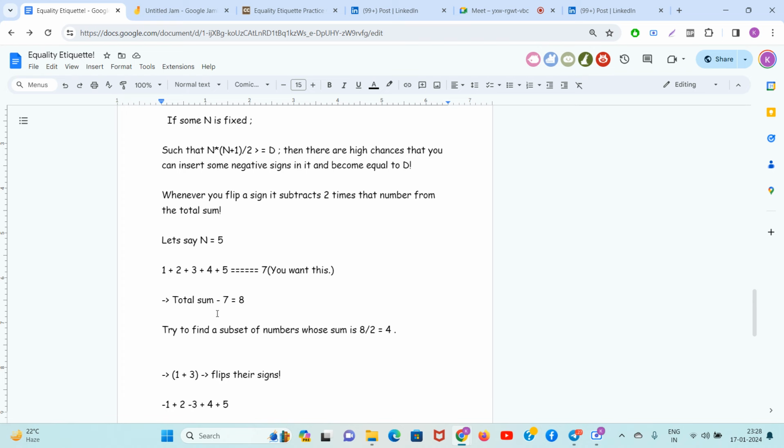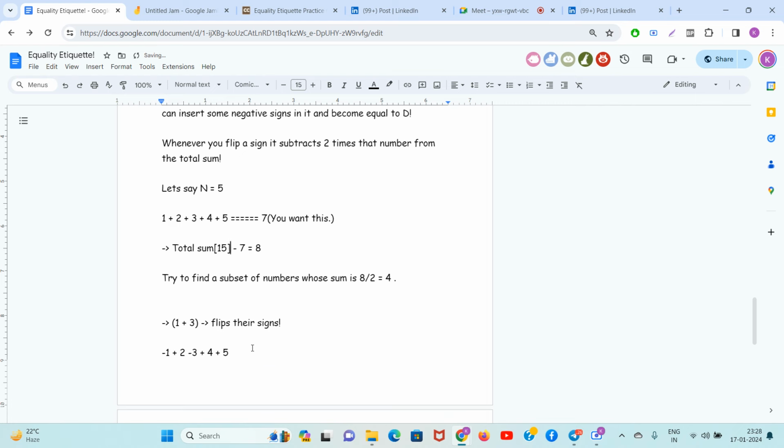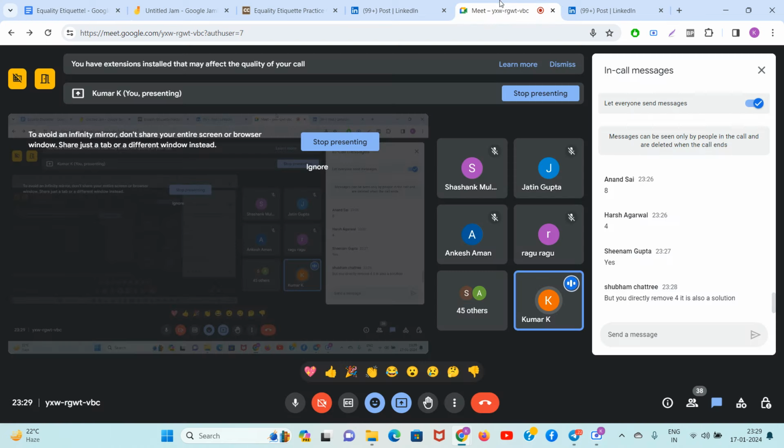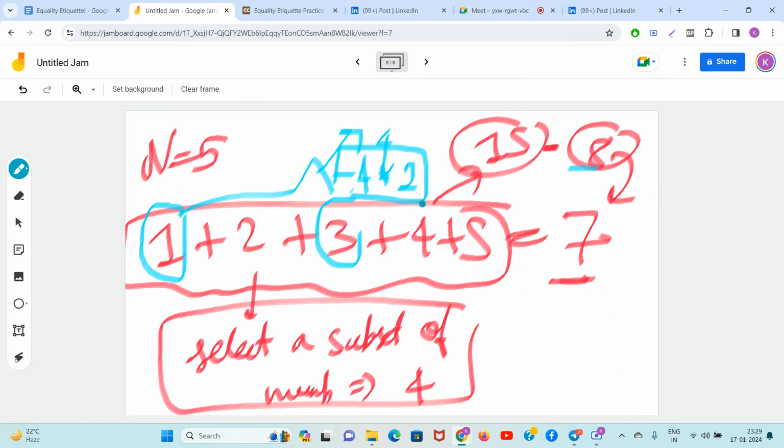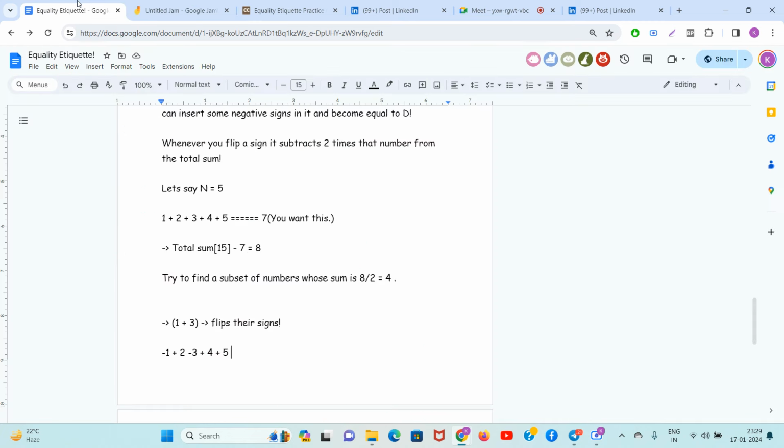Now, guys, listen to me very carefully. You understood that now the question is very simple. You first find a sum which is bigger than this D. Then you try to find a subset whose sum is this particular number. If you are able to find that subset, your job is done. Congratulations. Clear? But directly removing 4 is also a solution. Yes, that is also a solution.